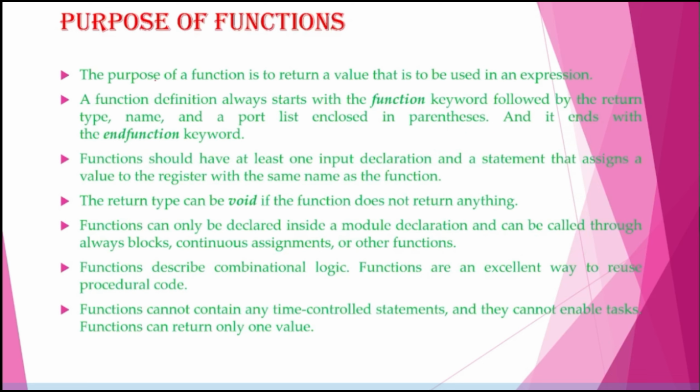Now let us see what the purpose of a function is. We already explained it, but let us see it again. The purpose of a function is to return a value. So why are we calling it? We are calling it because we need some return value from it. Basically every function should return at least one value. If it is not going to return anything, it should at least be given as void. The return type can be void if the function doesn't return anything.